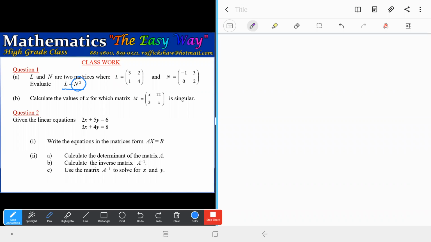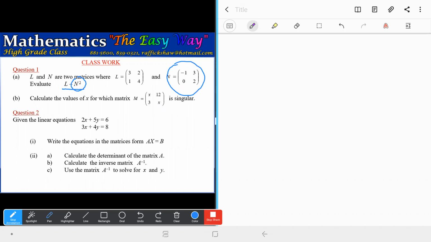And also remember that N squared does not mean that you square the values in N. This is the N matrix, don't square them. And I didn't see anybody squaring them, which is good. So remember, multiplication is a process where you multiply the rows of the first matrix by the columns of the second matrix.